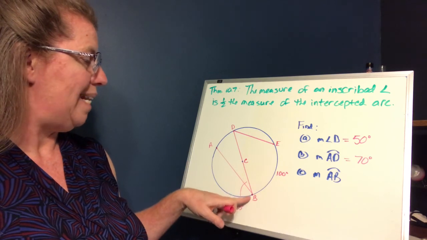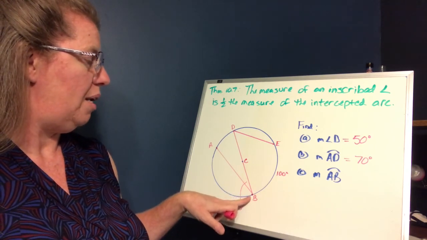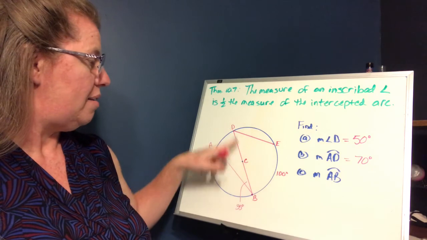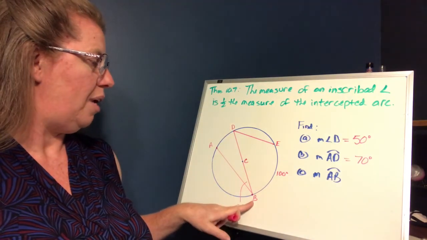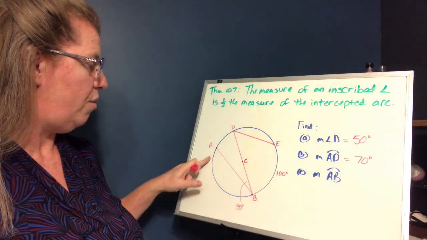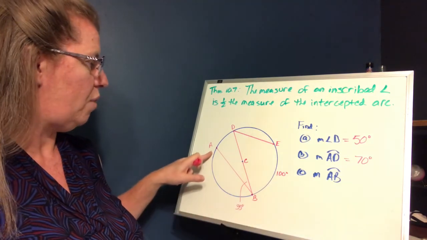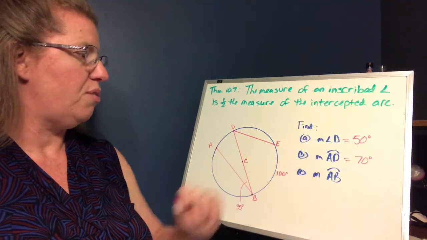All right, so chord DB here is a diameter, a semicircle. So we know that the arc DAB is 180 degrees. So in order to find AB, we can subtract arc AD, which we just found.